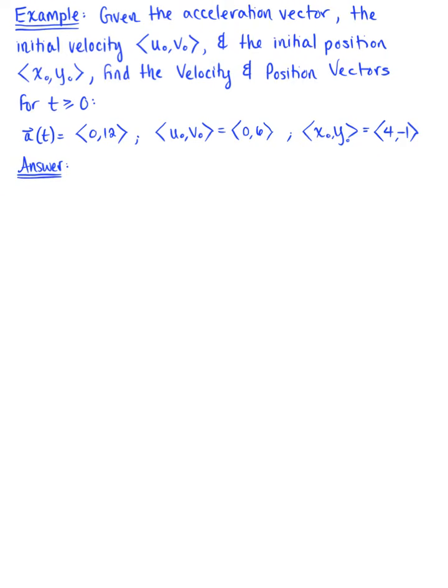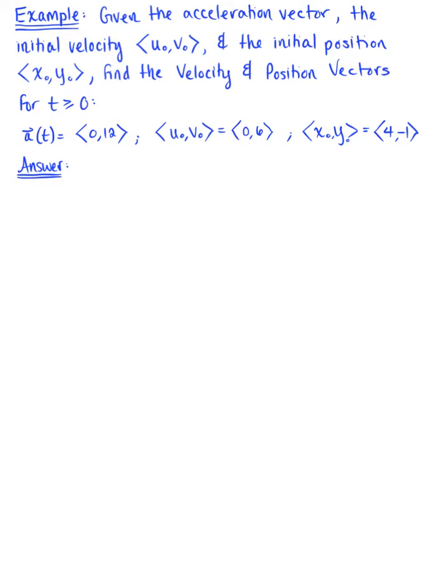Given the acceleration vector, the initial velocity u naught, v naught, and the initial position, defined by the vector with components x naught, y naught, find the velocity and position vectors for t greater than or equal to 0.